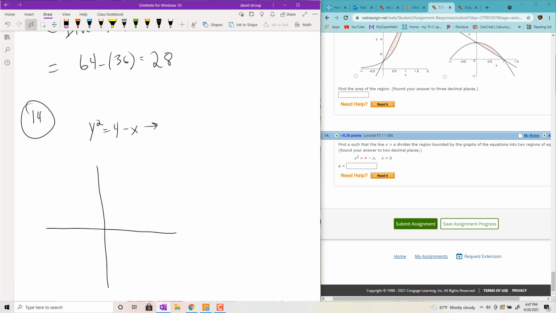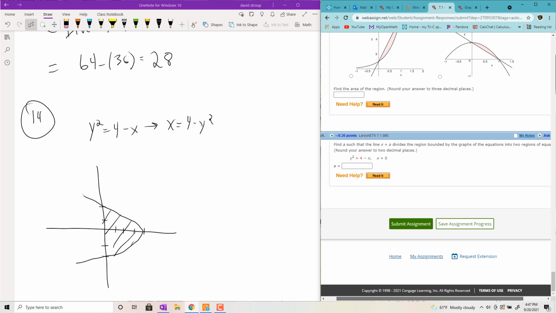So I'm going to rewrite this as x equals 4 minus y squared. So 1, 2, 3, 4. 1, 2, 1, 2. So that would be a sideways parabola like this. And then we have x equals 0, such as the y-axis. So it's this region.